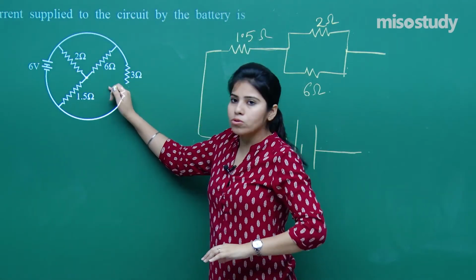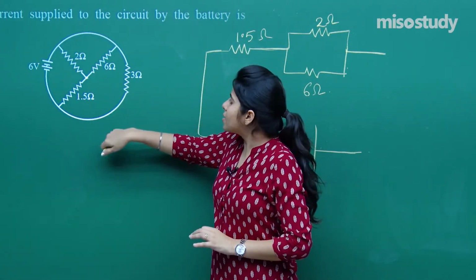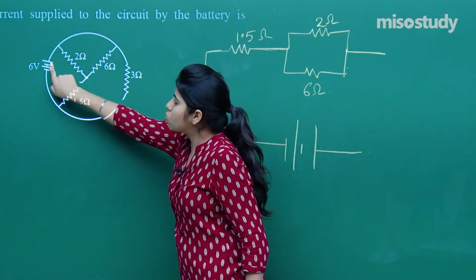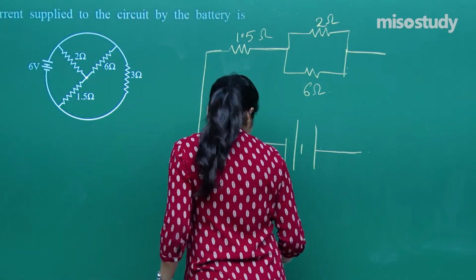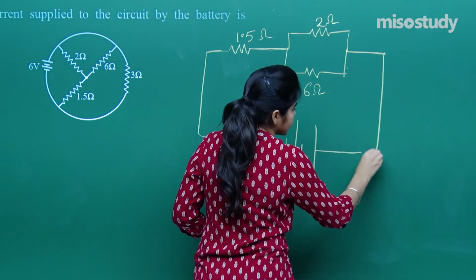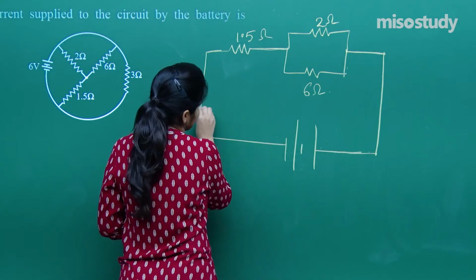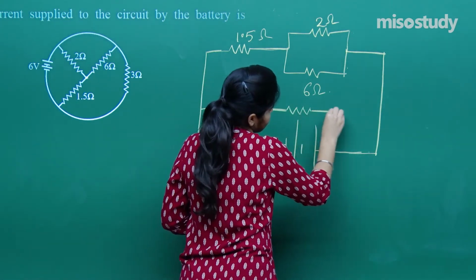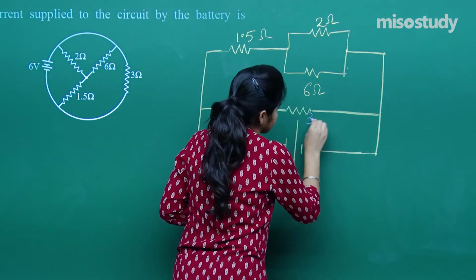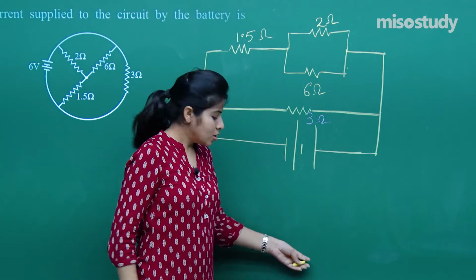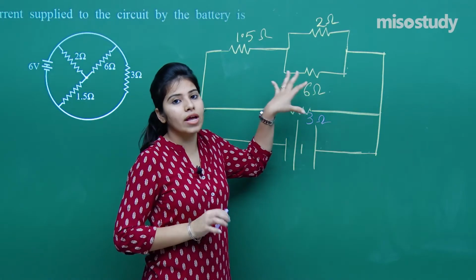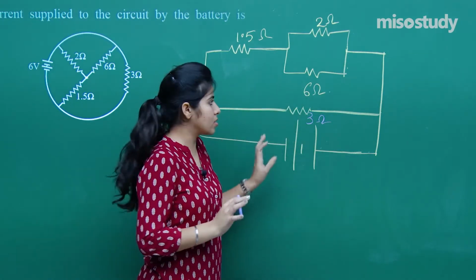Now, if I talk about the 3 ohm resistor, you can see that one arm is connected to one arm of the battery, and the other arm is connected to the other half of the battery. So, that means this is going to be like this. This is the 3 ohm resistor, right? So, now this circuit has been simplified in this form. We have to calculate the current in this particular circuit.